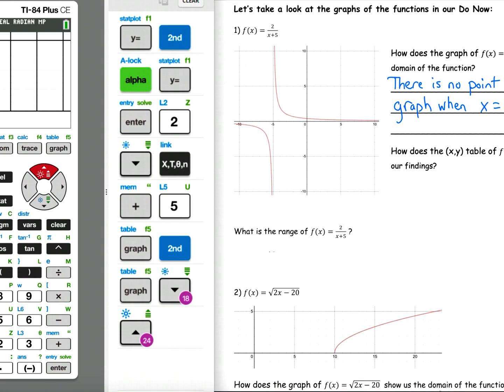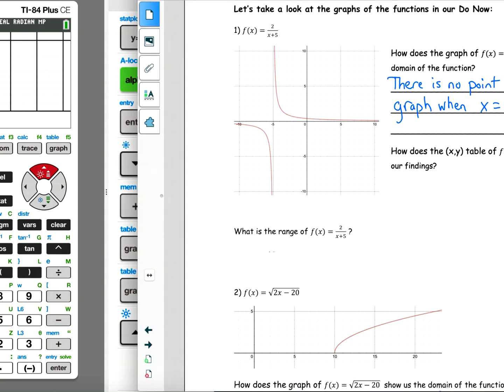So how does the xy table of f of x equals 2 over x plus 5 support our findings? Well, when x equals negative 5, the xy table has an error message. So you could also say there's no point when x is negative 5. That works as well.